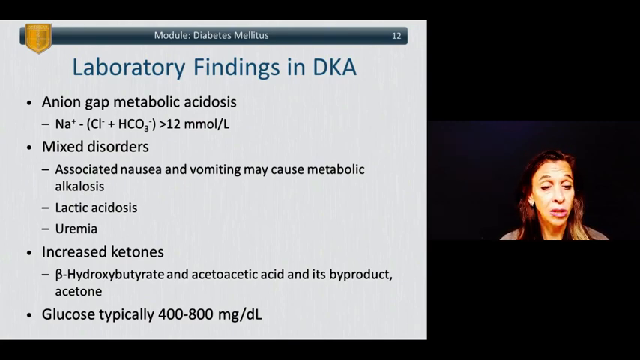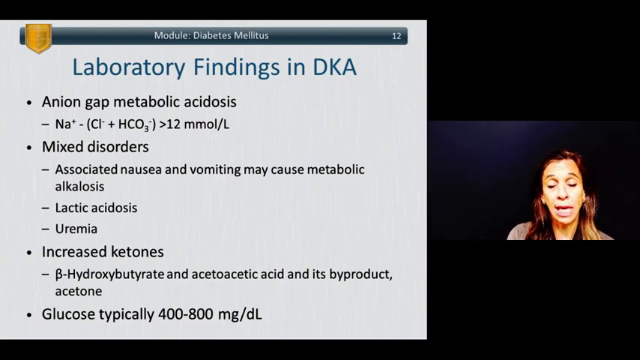Lactic acidosis is particularly common in patients who may have infections or rhabdomyolysis or hypotension. In patients who have uremia, there are often increased ketone levels. In fact, that's the sine qua non of diabetic ketoacidosis, that the patient does have increased ketones either in their blood or their urine. Beta hydroxybutyrate and acetoacetic acid, and acetone as a byproduct, account for this. Typically, glucose levels are markedly elevated, 400 to 800 milligrams per deciliter, though you can develop DKA with essentially normal blood sugars.